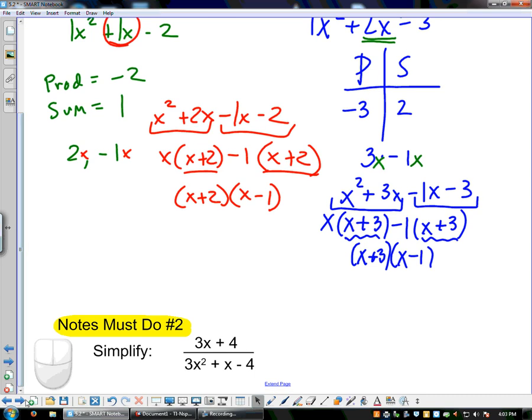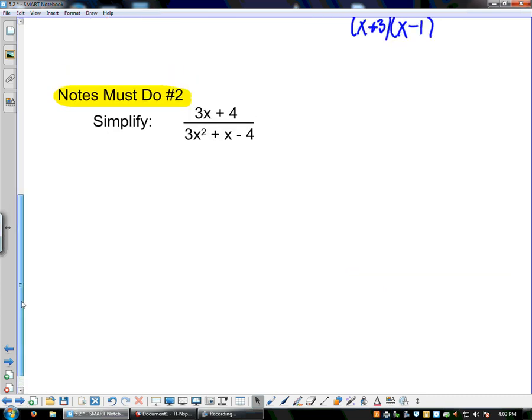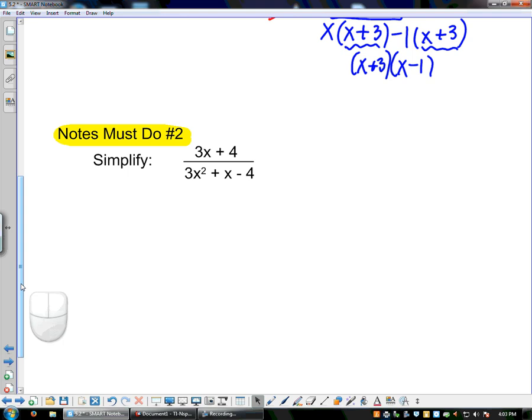Okay, so to finish this up, you have your must-do number 2. So you need to simplify 3x plus 4 divided by the quantity 3x squared plus x minus 4. Again, just a hint to get you started. For this bottom here, you're going to want to use product sum method, and you're going to want to factor that and then see if any of your factors cancel and you can reduce. Okay, so go ahead and pause this to do this notes must do, and when you're done, restart the video.